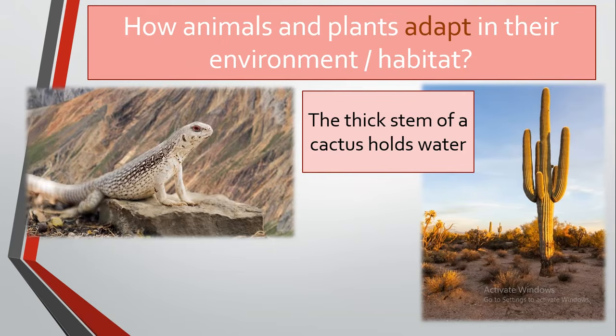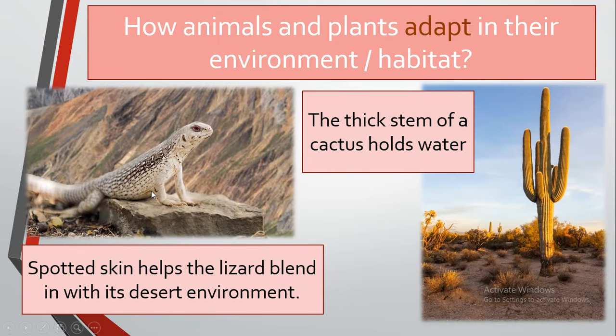Another example of desert living things is this lizard. This lizard has spotted skin. Spotted skin. It helps the lizard blend in with its desert environment. Now, animals of the desert find shade under rocks or under the ground. They look for food at night when it's cooler. Many desert animals get water from the food they eat.